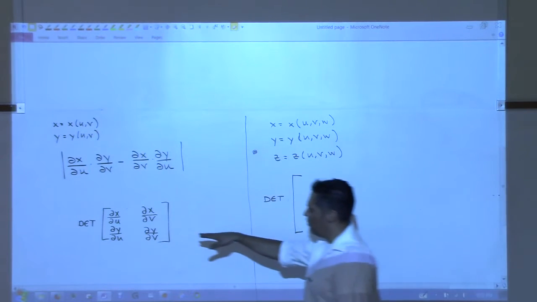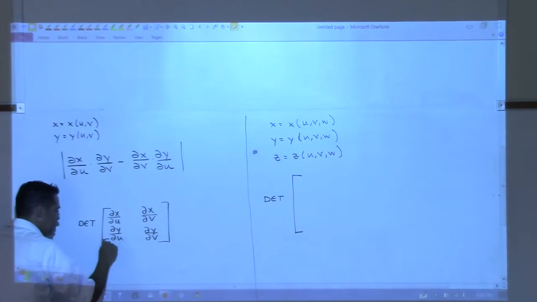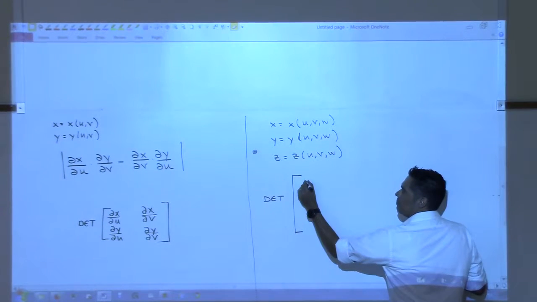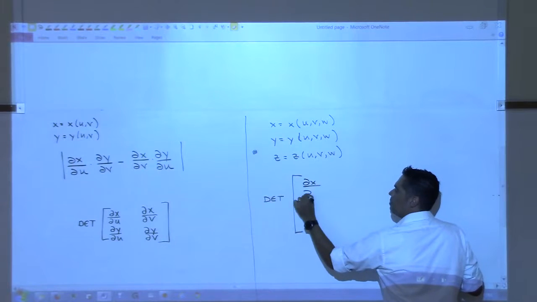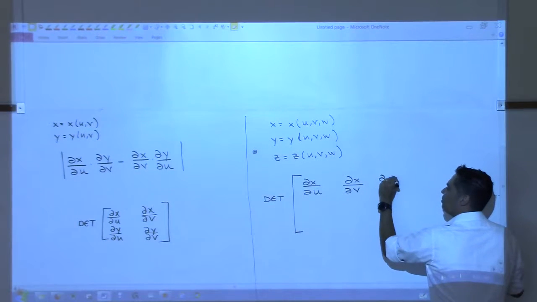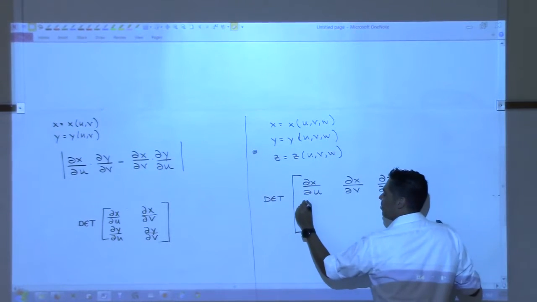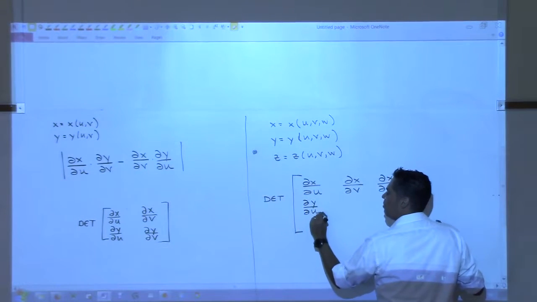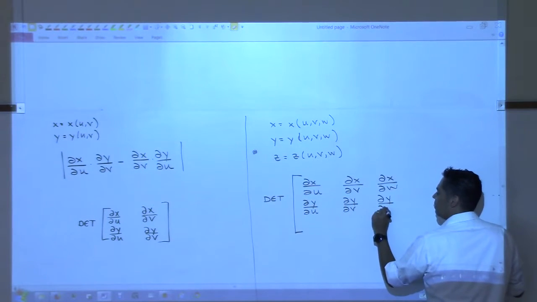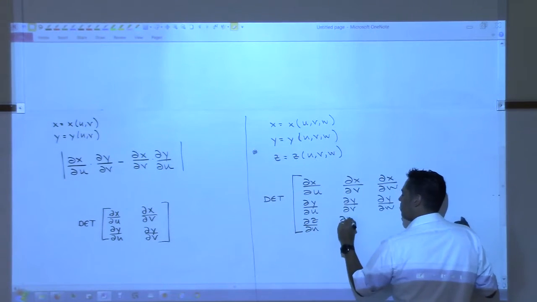So look at this format. What do you think this is? This was partial x with respect to u, partial x with respect to v, y with respect to u, y with respect to v. So what do you think our first row is going to be here? X with respect to u, x with respect to v, x with respect to w. What would the next row be? Y with respect to u, y with respect to v, y with respect to w.